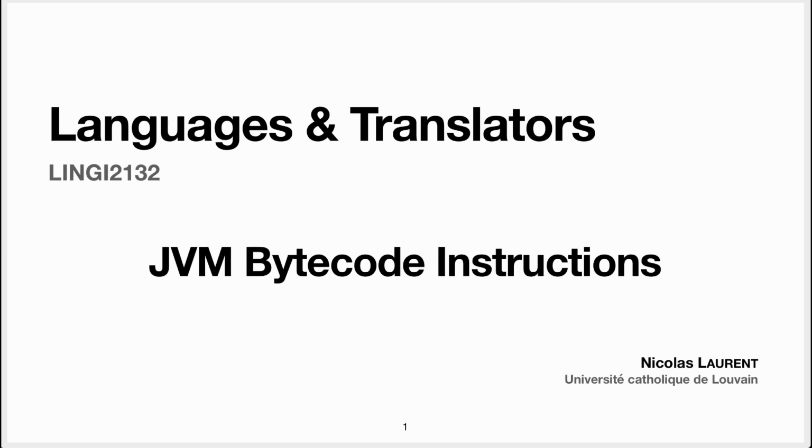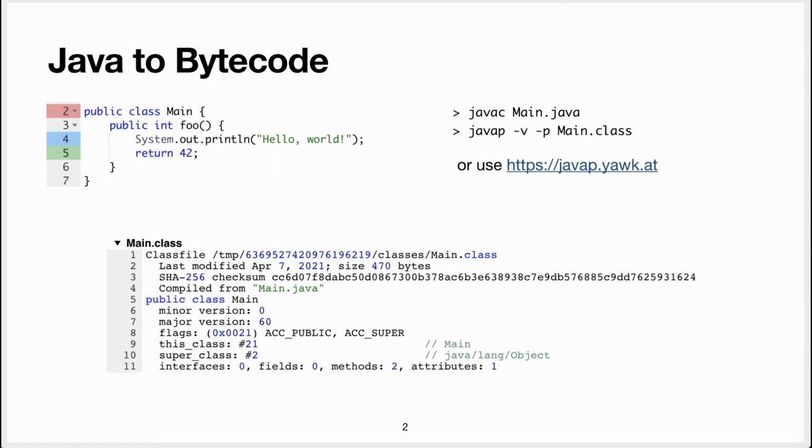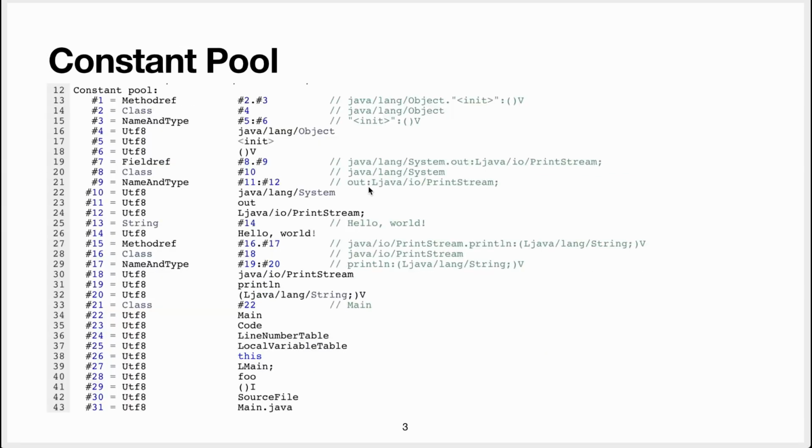Welcome back everyone. In this video we're going to talk about JVM bytecode instructions. So I'm going to go through all the 200 or so instructions and we'll see what you can do with JVM bytecode. So last time I gave this example of this simple method here and how it decompiled to bytecode instructions. I'm not going to go through it again, but you can see it looked like this.